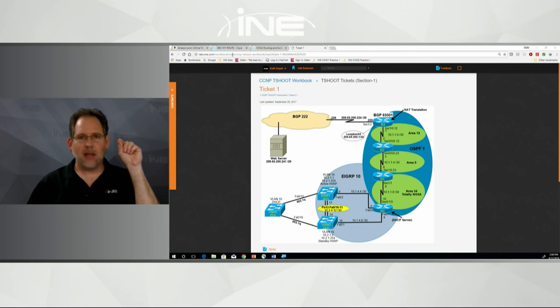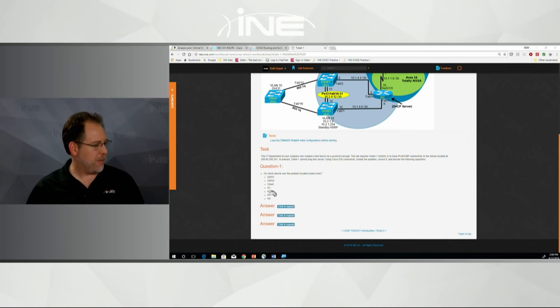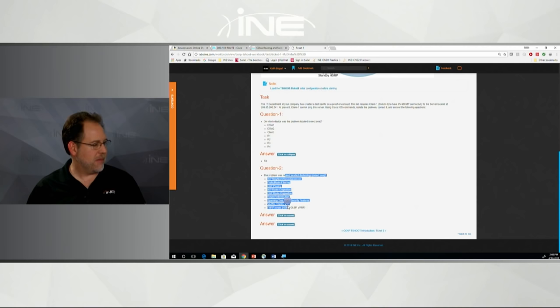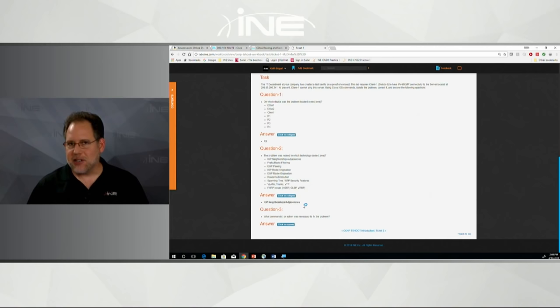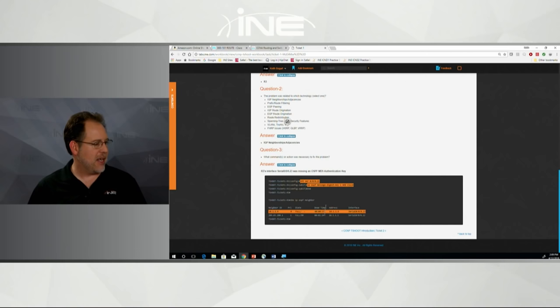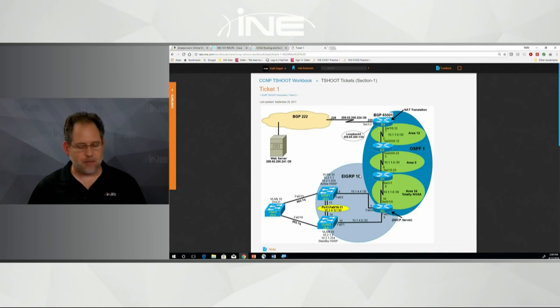And then in ticket number 1, you have to identify which device the problem was on. You select one here. And then you have to identify which technology the problem was related to. You would select one. And then in my tickets, I actually have you fix it. So the third thing is, what command or action was necessary to fix the problem? And then you fix the problem, you expand this, and you can see, here's the command, and here's what you would have seen as a result of fixing the problem. So that's how I would recommend you prepare for the T-shoot. Mostly tickets, very few multiple choice.